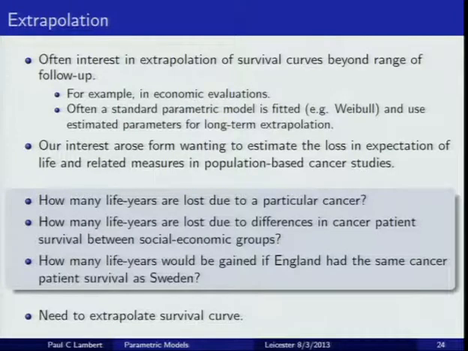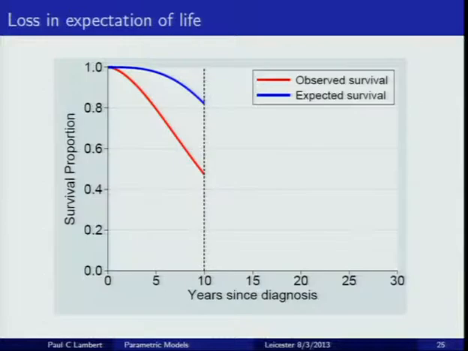So this allows us to answer questions like how many life years are lost due to diagnosis of a particular cancer, how many life years are lost due to inequalities between groups, such as socioeconomic groups, or differences in survival between two different countries. However, to calculate the expectation of life, we need to extrapolate the survival curve. So how can we do this in a way that we're confident will give us reliable results?